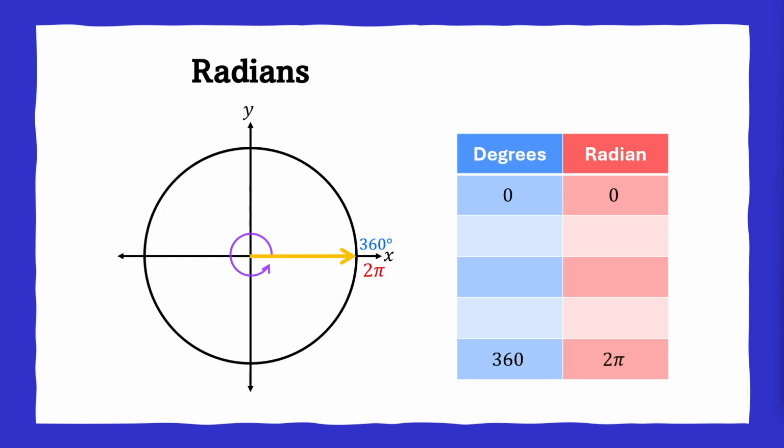But what if we only turn halfway? A half turn is 180 degrees, and half of 2 pi is just pi. So 180 degrees is equivalent to pi radians. Now let's break it down further.